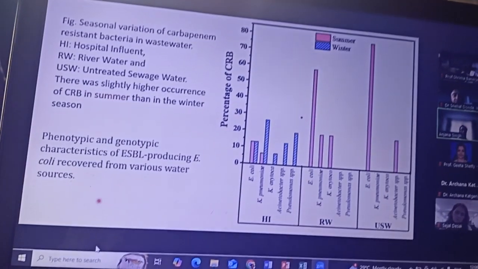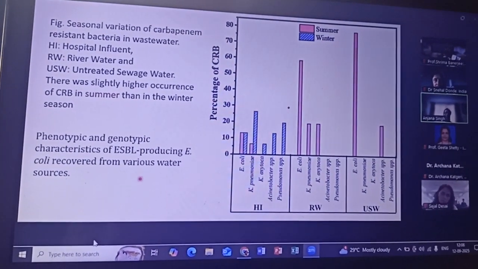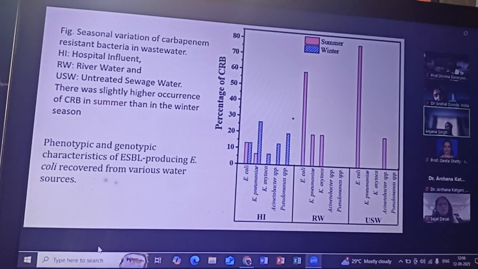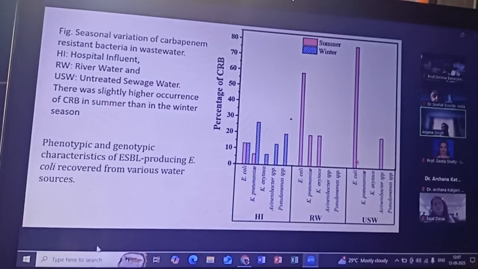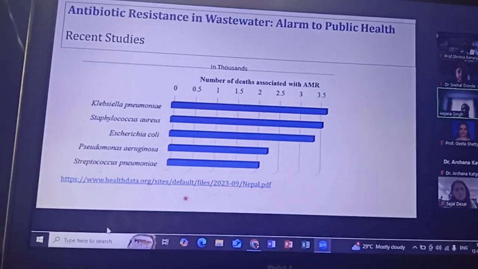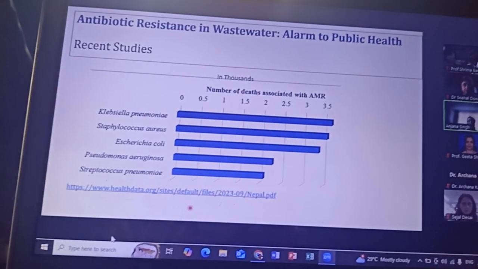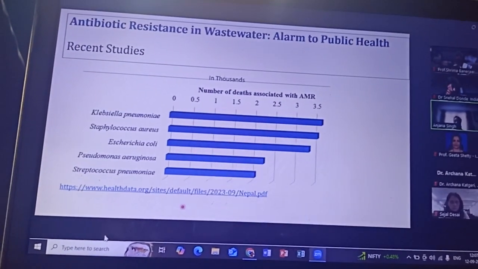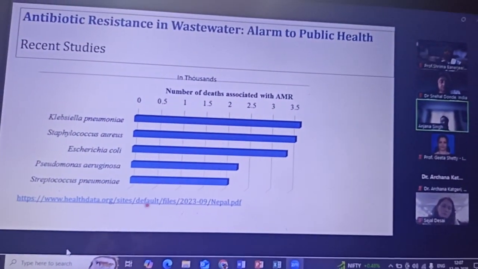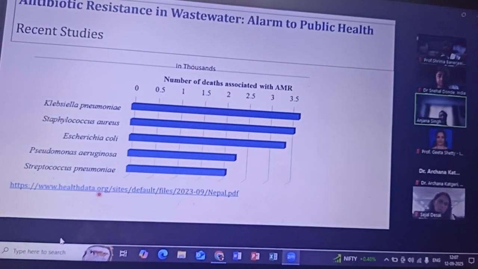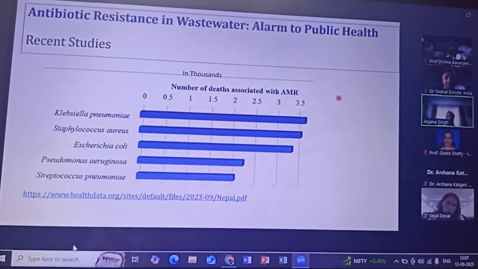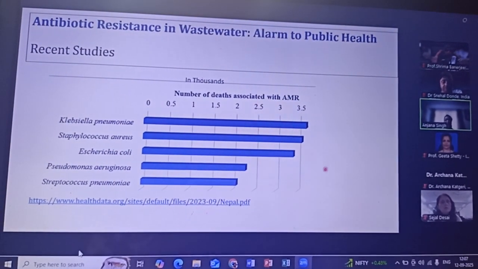So phenotypic and genotypic characteristics of ESBL, extended spectrum beta lactamase producing E. coli recovered from various water resources. Here we can see the height that has been shown almost to 80%. And antibiotic resistance in wastewater is again an alarm to public health. Here, according to this resource, which I have shown you, in thousands, is the number of deaths occurring due to AMR in Nepal.